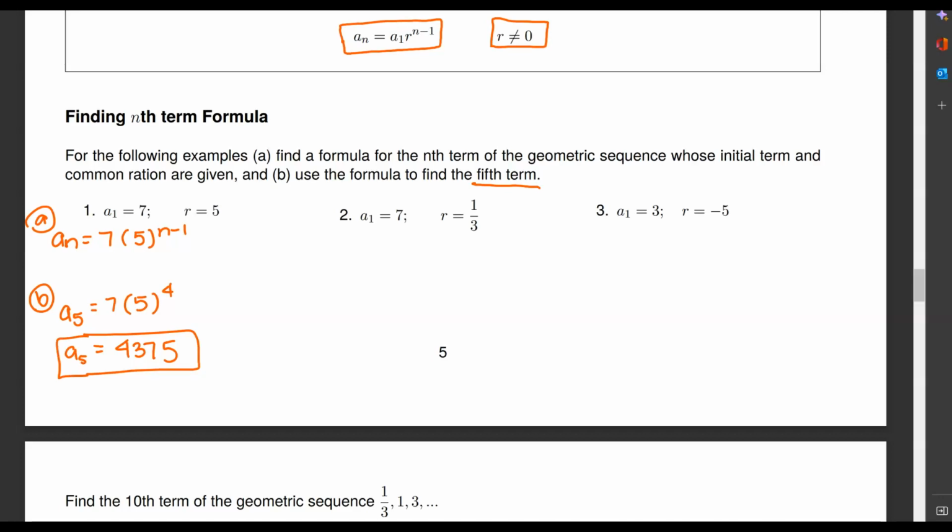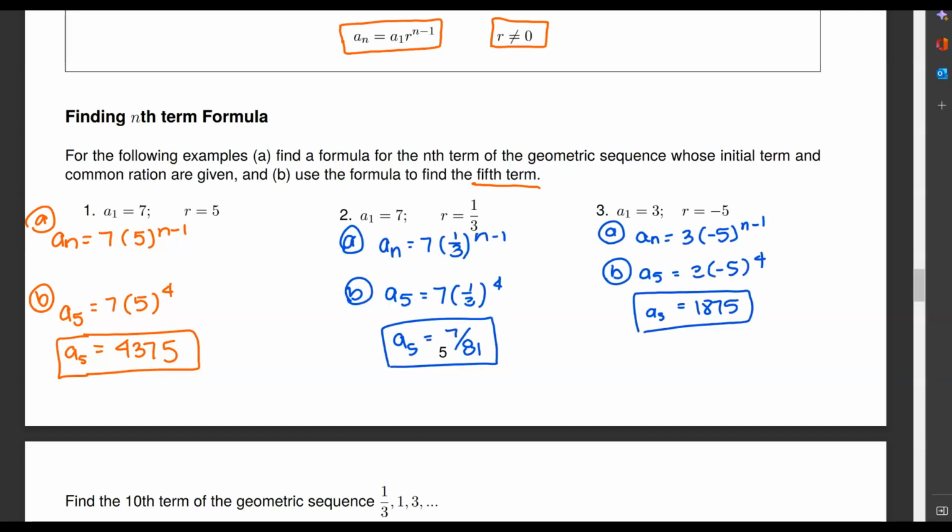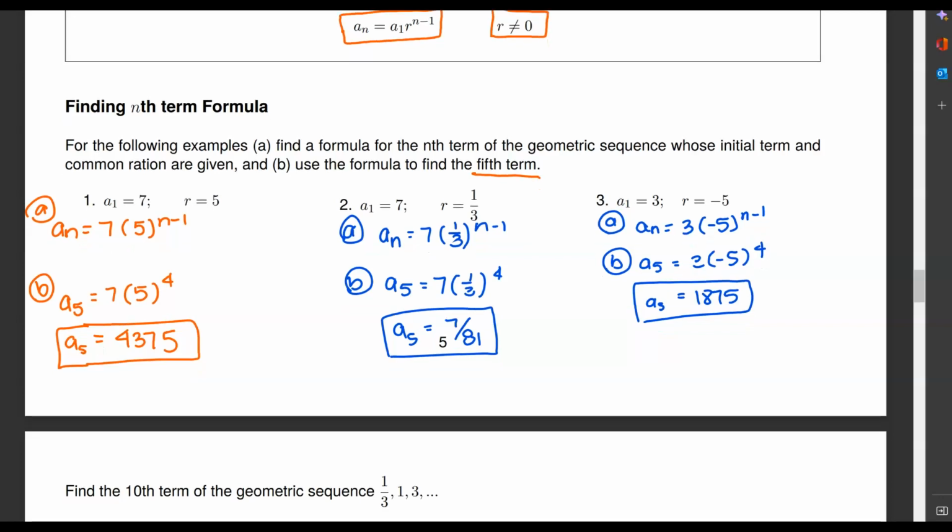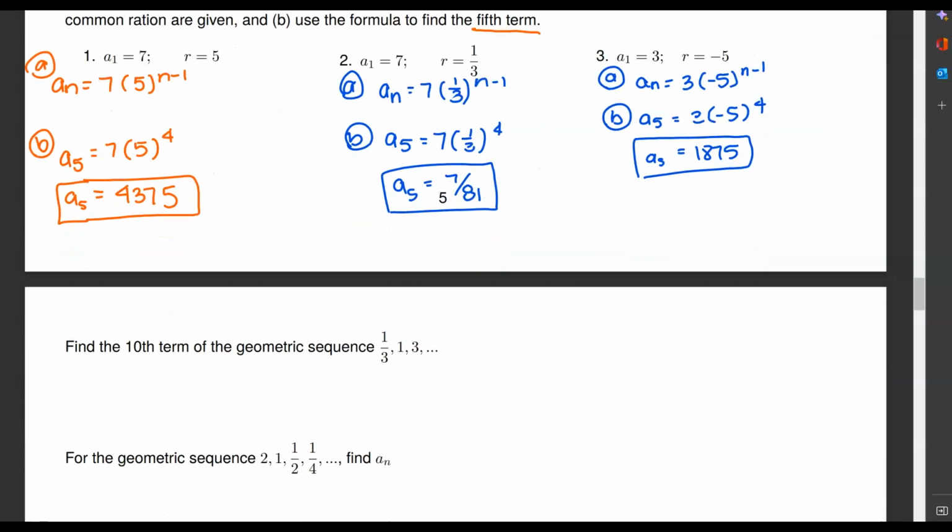Try the second and the third one. All right, so for number 2, hopefully you obtained that the fifth term is going to be 7 over 81, and that our general form is just a sub n is equal to 7 times our ratio, which is 1/3, raised to the n minus 1. For number 3, our general term is a sub n is equal to 3 times negative 5 raised to the n minus 1 power. So our fifth term ends up being 1,875. Let's take a look on the next page.